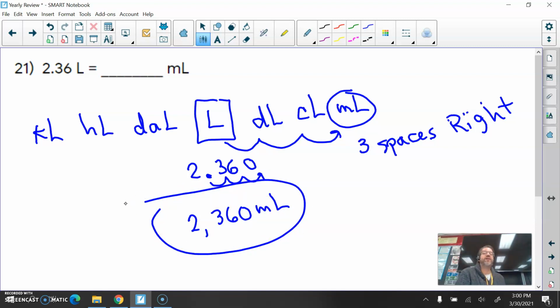Okay? That's how you make conversions in the metric system. By the way, if this had been grams or if it had been meters, it would work the same way. You would just have kilometers or kilograms instead of kiloliters, but the scale looks exactly the same.